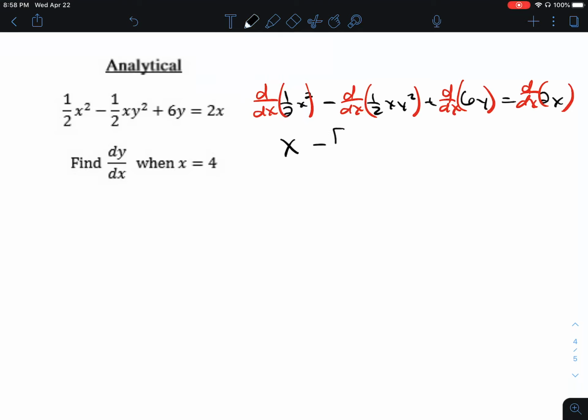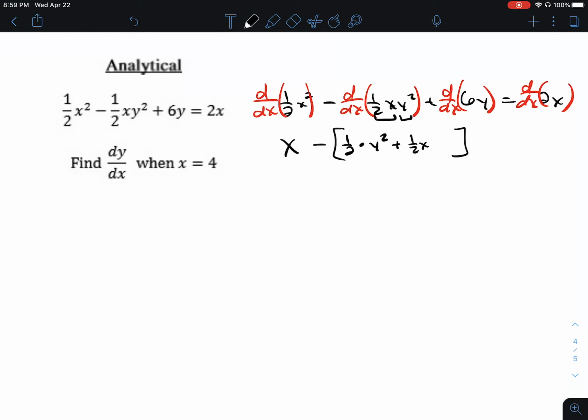This next one is quite the mouthful. We've got to take the derivative of this, which is a product. We have the first factor and the second factor. The derivative of 1/2 x with respect to x is just a half. Multiply it by the second factor. Plus, we take the first factor and multiply it by the derivative of the second one.